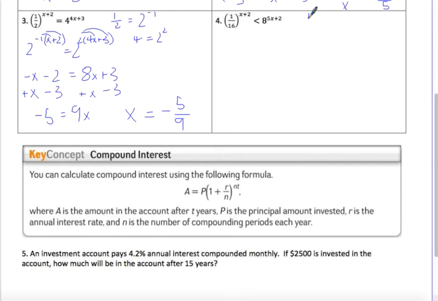So 1/16 is equal to 2 to the power of negative 4. Since I know that 16 is 2 to the 4th power, then 1 over 16 is going to be 2 to the negative 4th. And 8 is 2 to the 3rd power.